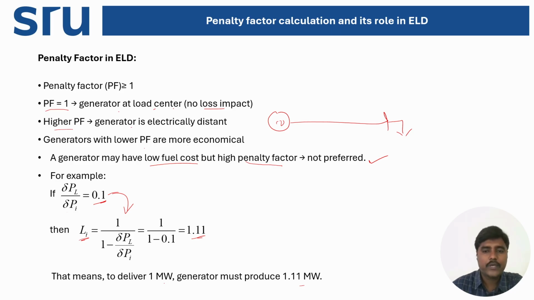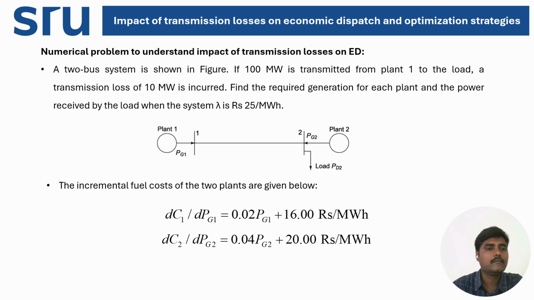Whatever concepts we have seen so far in this lecture, let's try to incorporate them in solving one numerical problem. This is an example problem by which you can understand the importance of the penalty factor. A two-bus system is shown in the figure. If 100 megawatt of power is transmitted from plant 1 to the load, a transmission loss of 10 megawatt is incurred. Find the required generation for each plant and the power received by the load when the system lambda is rupees 25 per megawatt hour.